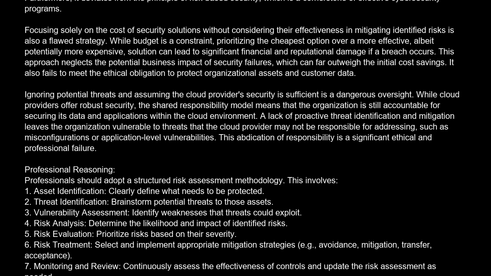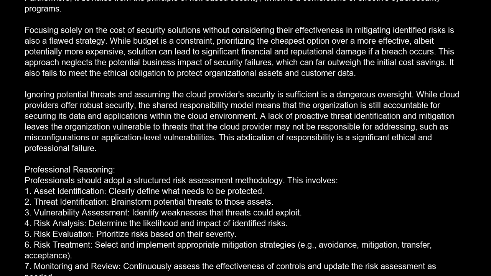Ignoring potential threats and assuming the cloud provider's security is sufficient is a dangerous oversight. While cloud providers offer robust security, the shared responsibility model means that the organization is still accountable for securing its data and applications within the cloud environment. A lack of proactive threat identification and mitigation leaves the organization vulnerable to threats that the cloud provider may not be responsible for addressing, such as misconfigurations or application-level vulnerabilities. This abdication of responsibility is a significant ethical and professional failure.